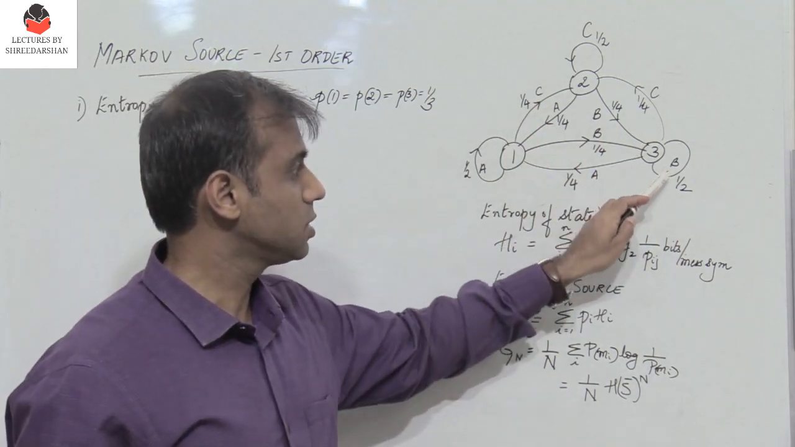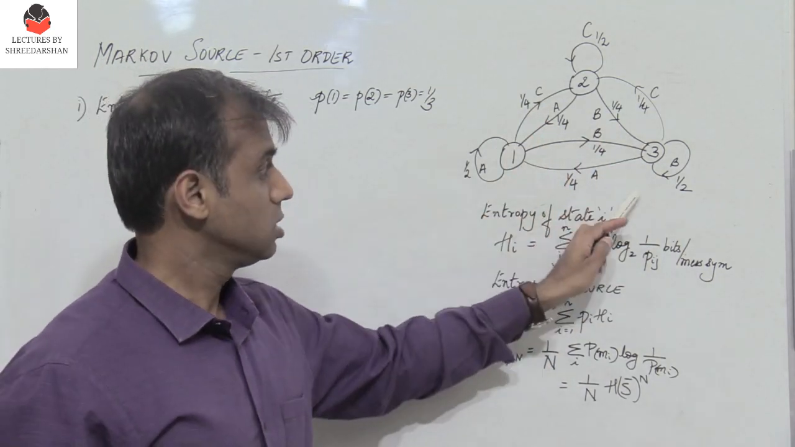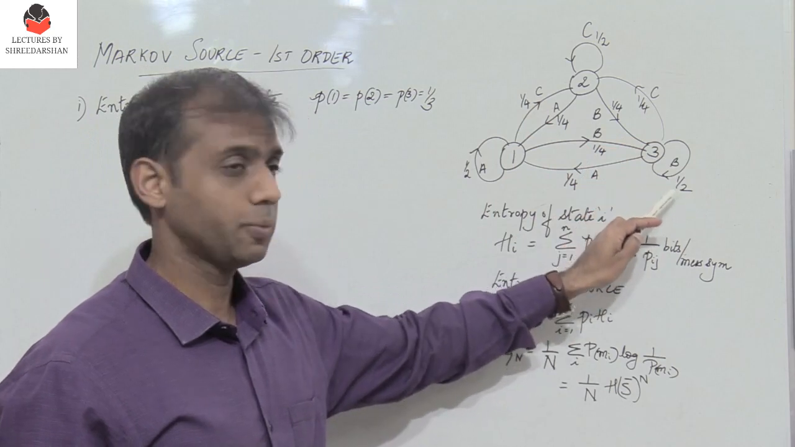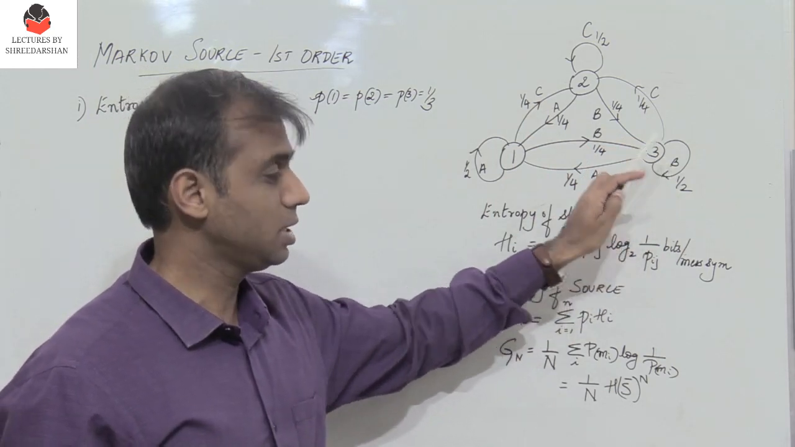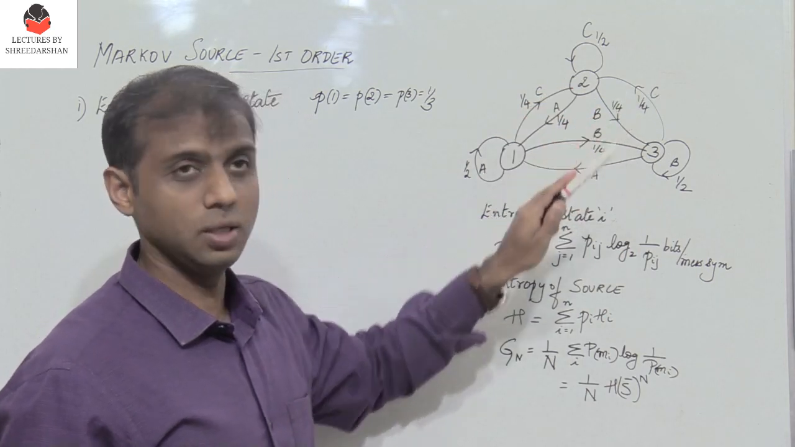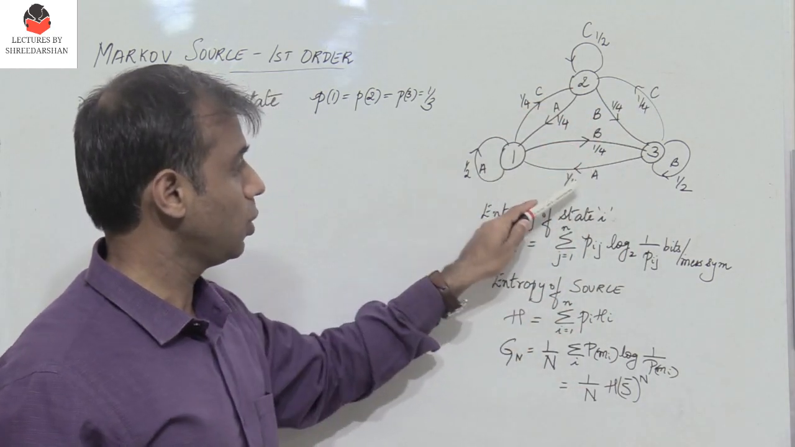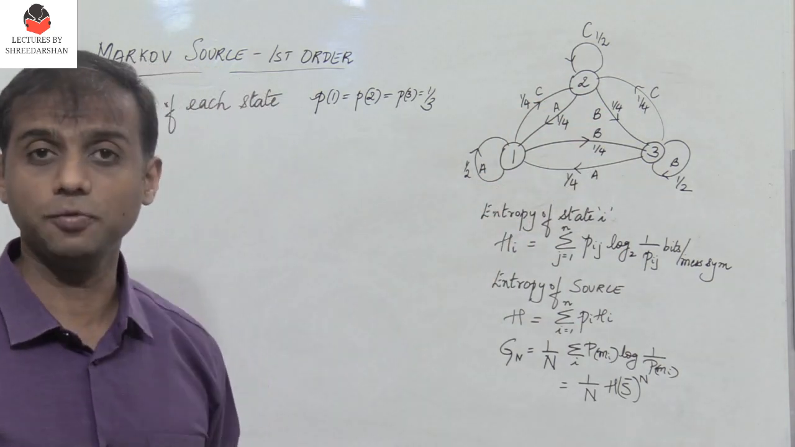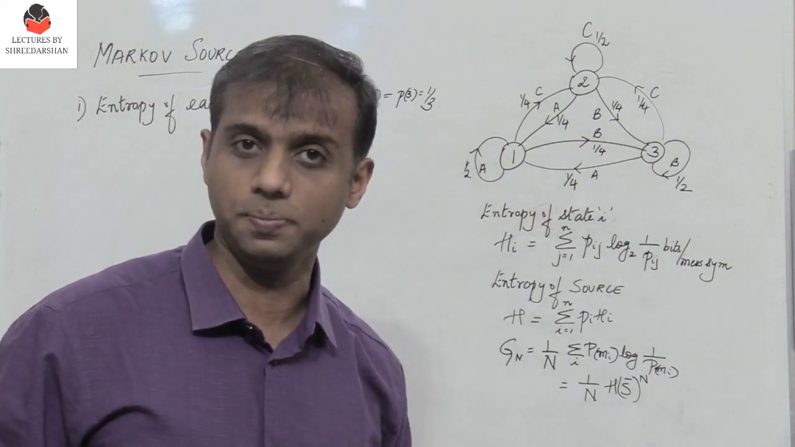And the same thing happens for state 3, right? So it remains in state 3 with probability 1 by 2, emitting symbol B, goes to state 2 by emitting C with a probability 1 by 4, and goes to state 1 by emitting A with a probability 1 by 4, and this is what has been given in the problem.